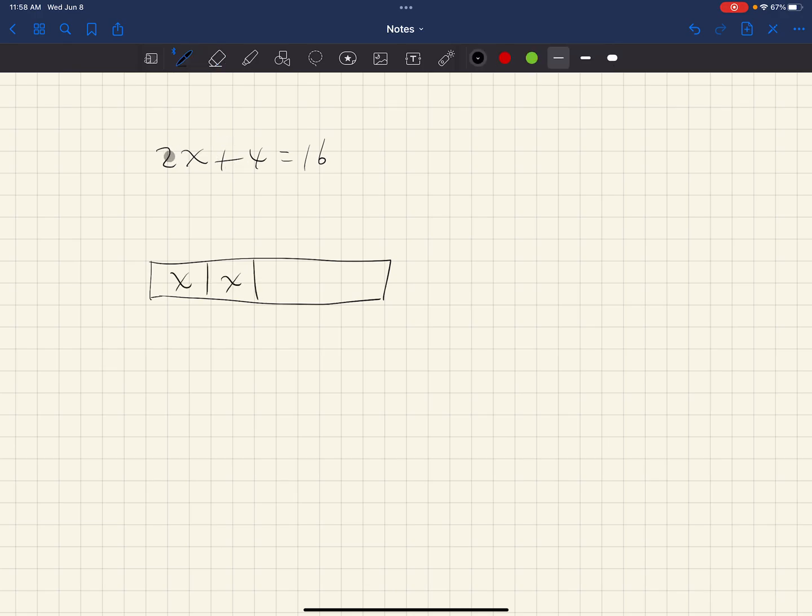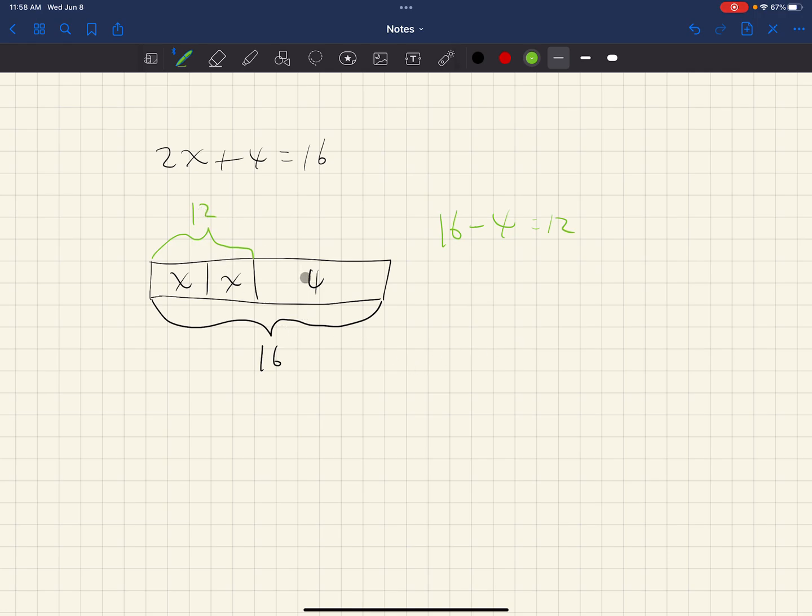And that thing, 2x plus 4, so that is equal to 4. And this entire thing is equal to 16. So let's take a look. If this entire thing is 16 and this is 4, then what must this be? This must be 16 minus 4, right? 16 minus 4 is 12. So this right here must be 12.